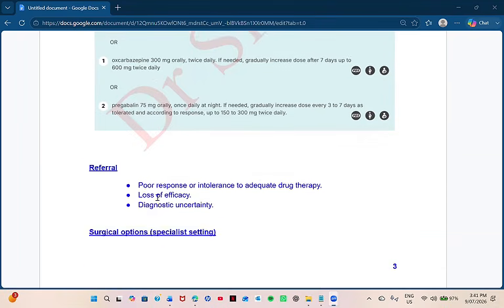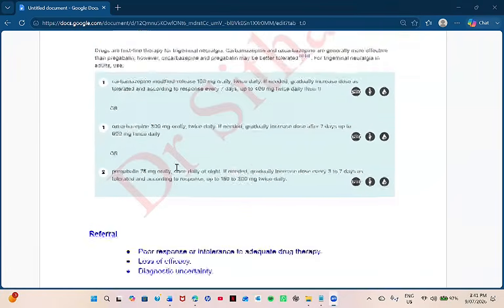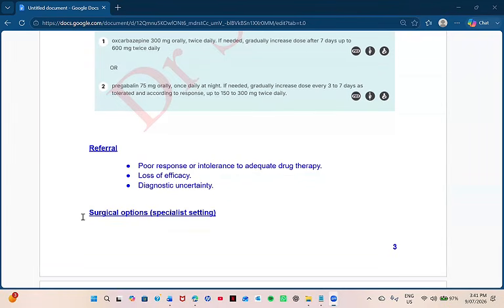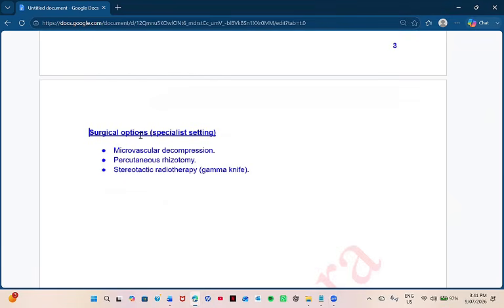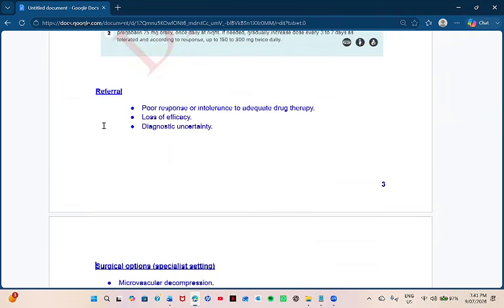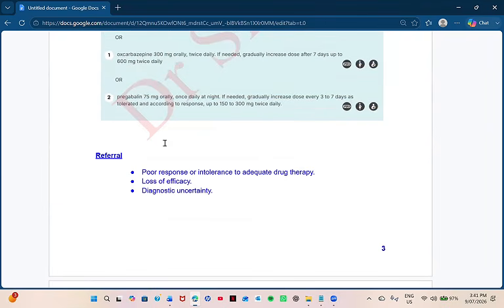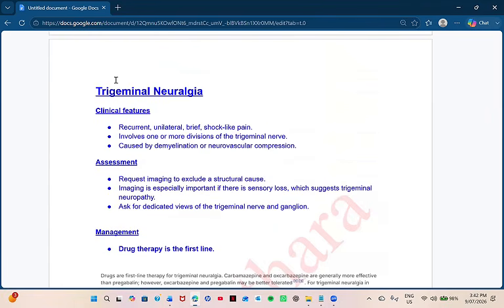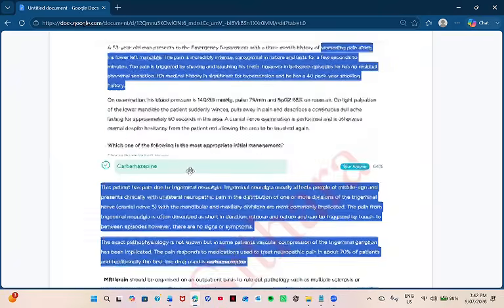So when should you refer this patient? All this is from TG, okay? If there's a poor response or intolerance to adequate drug therapy, loss of efficacy, or diagnostic uncertainty, in that case you have to refer this patient. The surgical options under a specialist setting are microvascular decompression, percutaneous rhizotomy, and stereotactic radiotherapy, or gamma knife. These are the options after referral. So this is the indication for referral, and drug therapy is the first line treatment, and this is how trigeminal neuralgia presents.